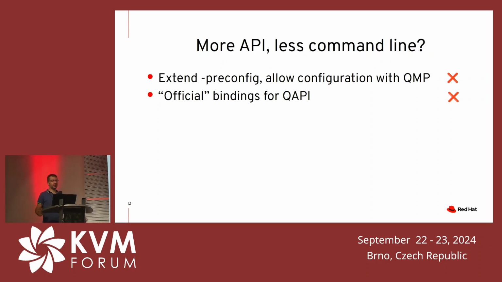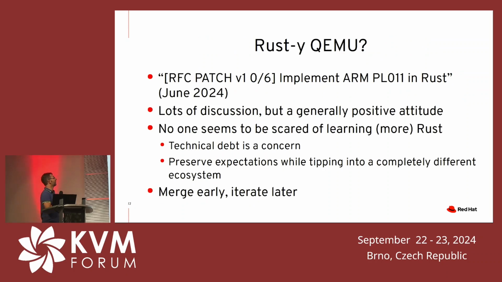We were also thinking of having official bindings for QAPI in other languages. So, for example, distributing Python packages or Go packages built from the QEMU sources, and that hasn't happened yet, sorry. However, we were talking about having Rust in QEMU. And at the time, the thinking was, maybe we can just focus on multi-process QEMU, vhost-user servers. But actually, we got this very interesting series from Manos last June.